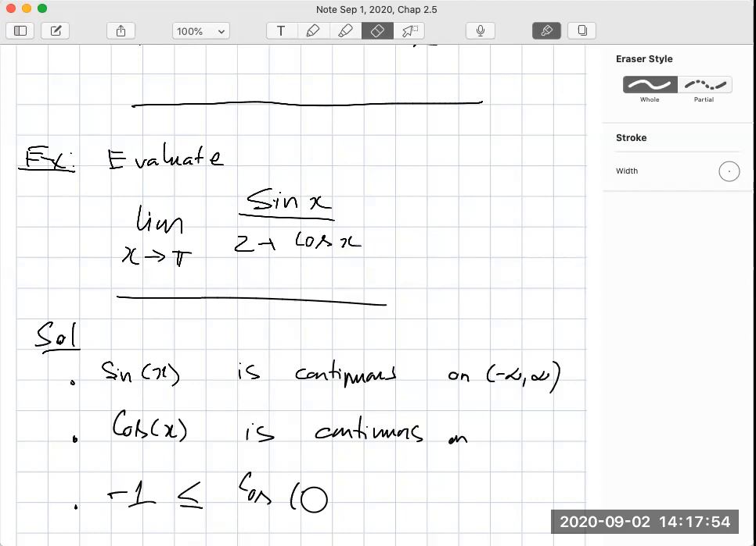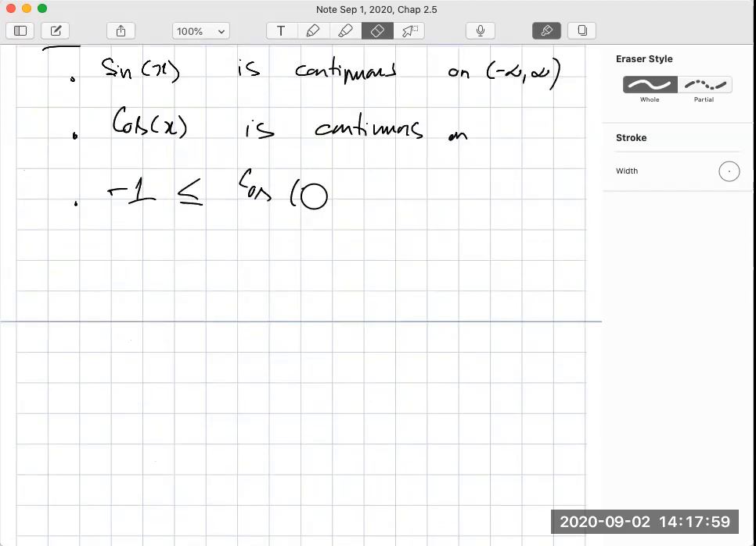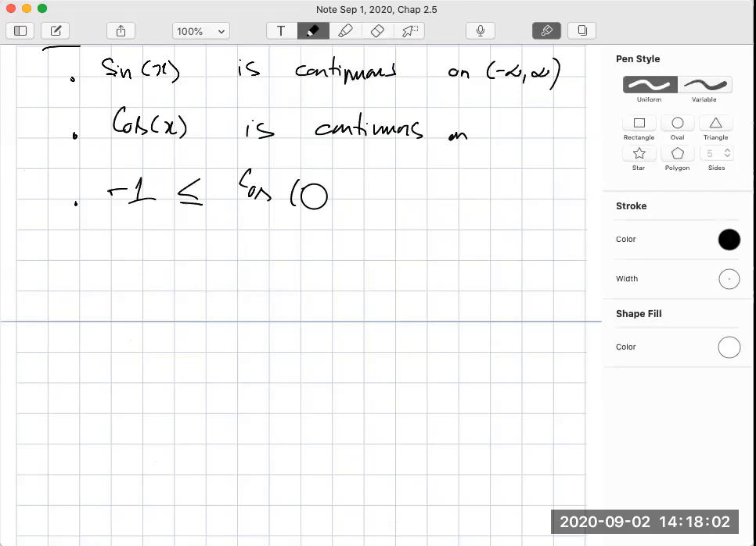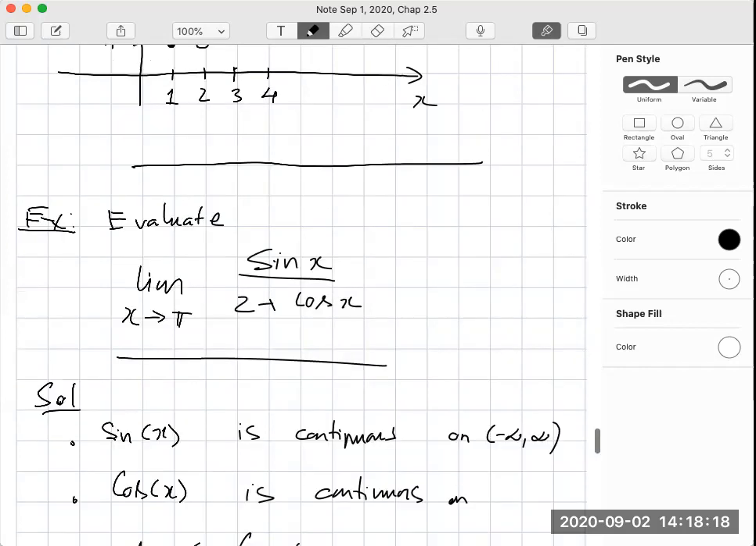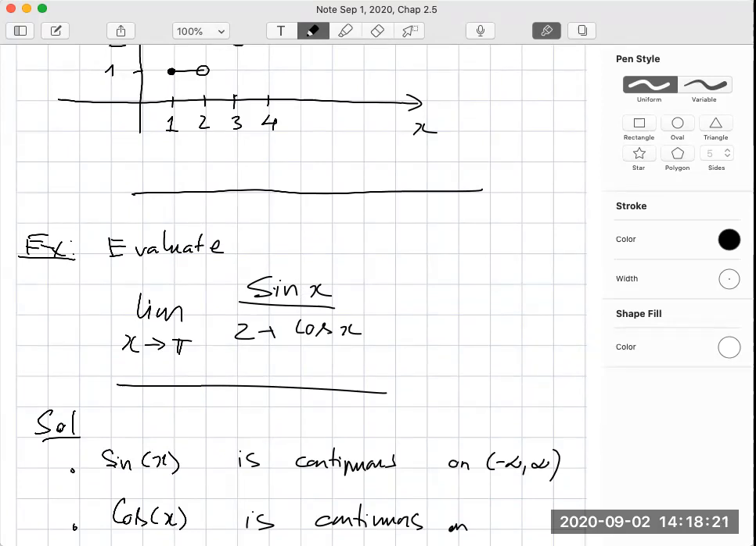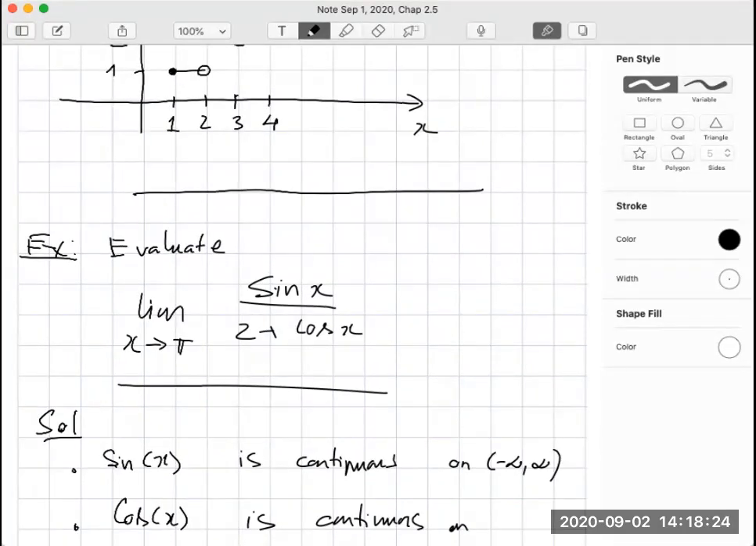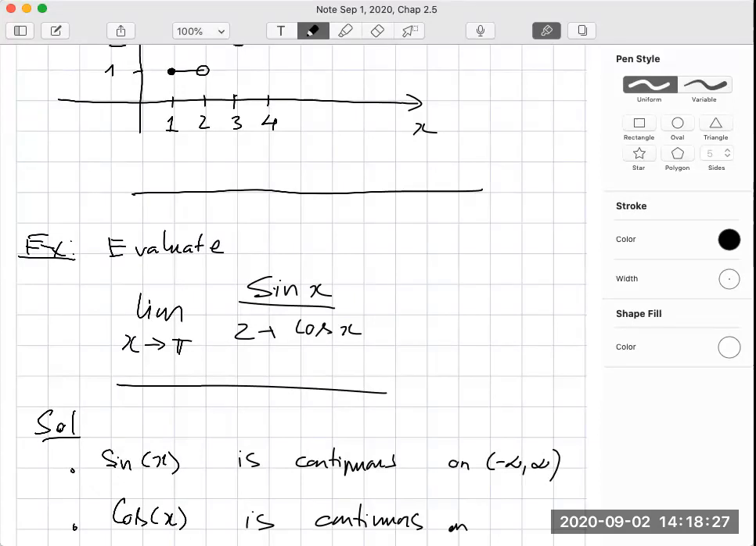We see that sine of pi will be from the unit circle. Sine of pi is 0. And at that point, cosine of pi will be -1. So this function becomes 0 divided by 2 plus -1. It means 0 divided by 1 and simply becomes 0, right?